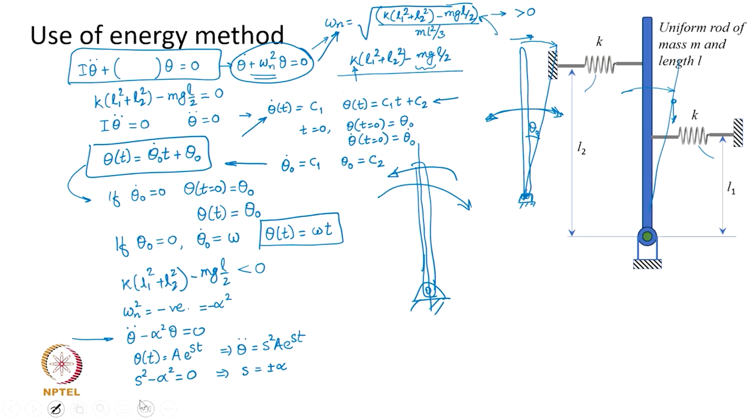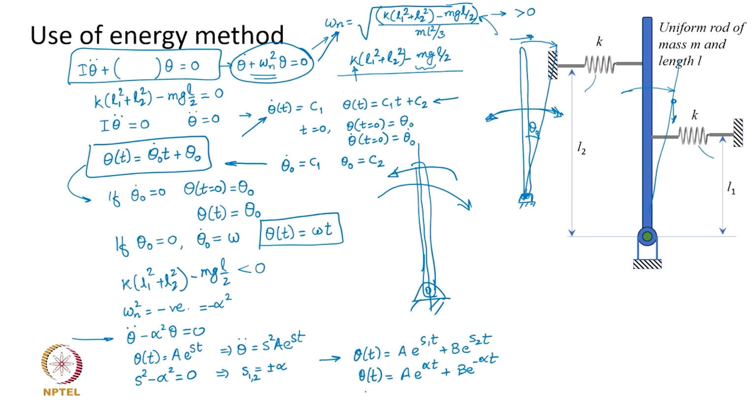Now the two roots are given by these: s1 is plus alpha, and s2 is minus alpha. So, the general solution that I wrote here is theta t equal to a e to the power s1 t plus b e to the power s2 t, which actually means a e to the power alpha t plus b e to the power minus alpha t. There are two roots, plus alpha and minus alpha. So, this is how the equation turns out to be.